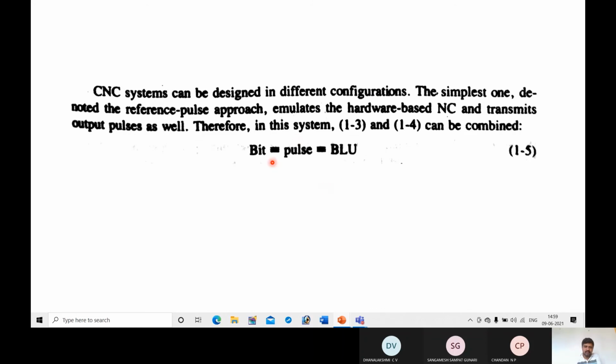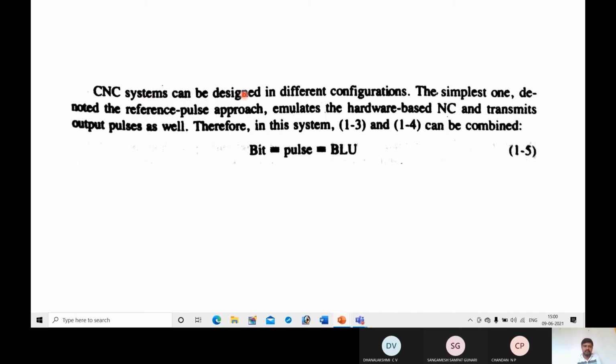Next, overall, in conclusion, what we can say is 1 bit will be equal to 1 pulse, and that will be equal to 1 basic length unit. The meaning of this is, in order to store one incremental position, that is 1 basic length unit, you need 1 bit of memory. And in order to achieve a movement of 1 basic length unit, you need to give an input of 1 pulse to the motor.